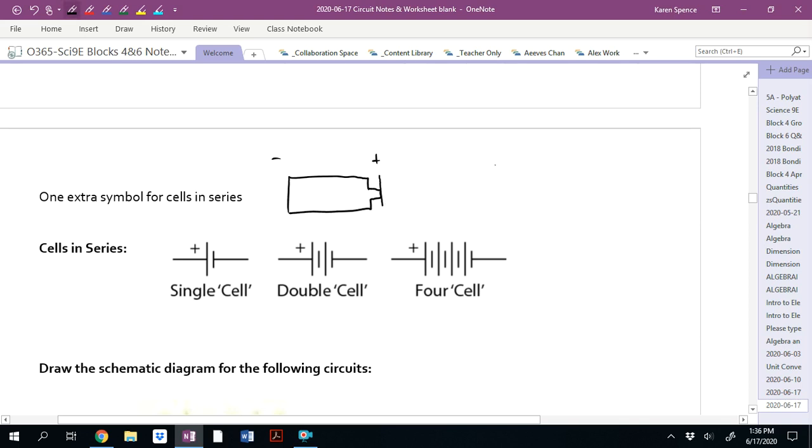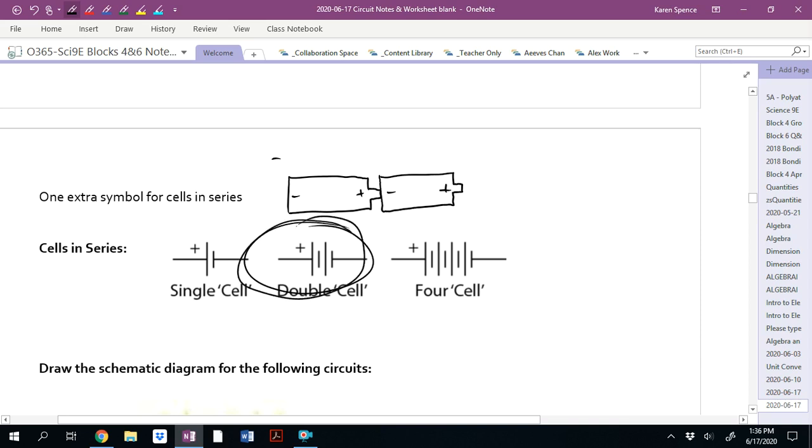Gosh, I cannot draw. It's really sad, but that's okay. I don't care. So there's our positive, negative, and there's our positive, negative, there's our negative, positive. And if I was to do that, I would have two cells in series, and I would draw it like that, just end to end.